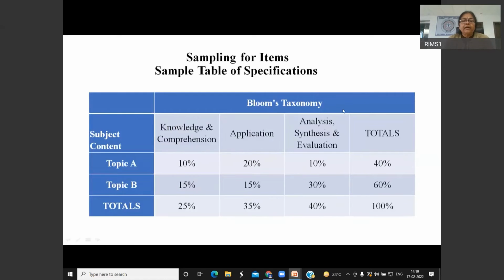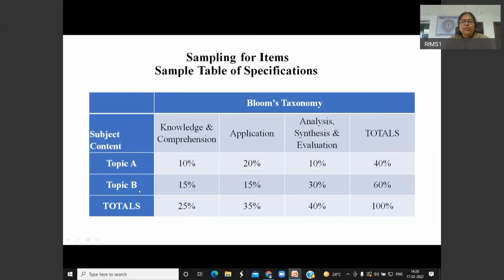Here, I have just given the blueprinting table, that is the 2x2 table, using Bloom's taxonomy. In learning we have seen that it depends upon Bloom's taxonomy what level of learning or domain we are going to test. At first, for convenience, I have divided the whole curriculum into two topics, topic A and topic B. But in exams, we will need to divide it into many components and topics.